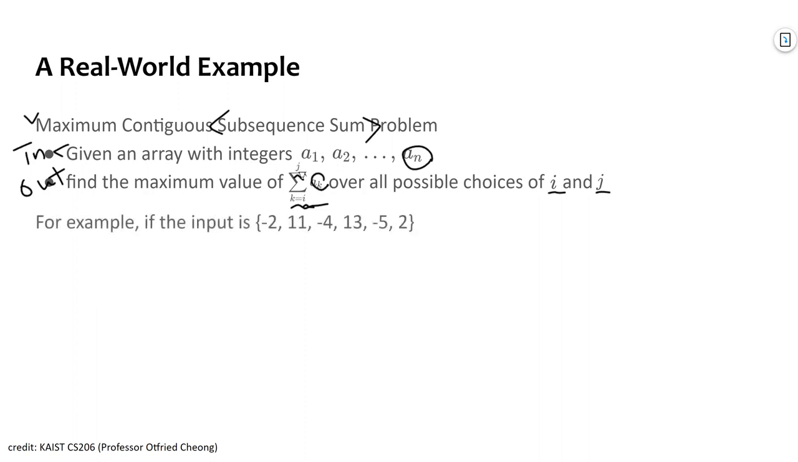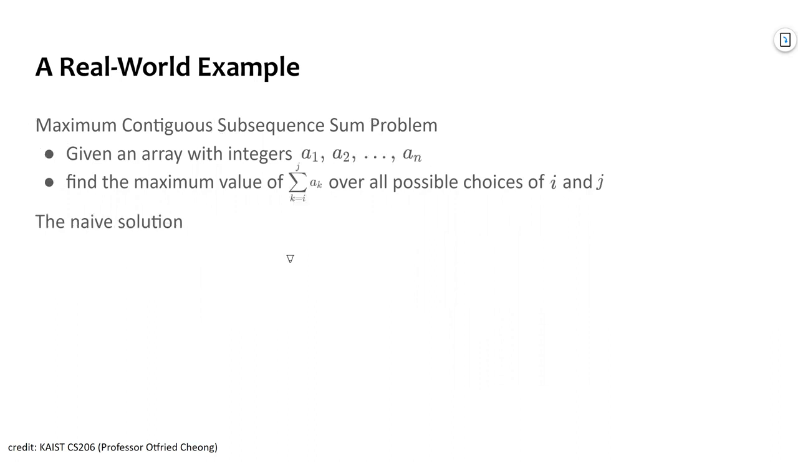So I'm going to give you one example. For example, if the input sequence is -2, 11, -4, 13, -5, 2, the answer is 20, because these three numbers in sequence produce the maximum subsequence sum. All right? So does everybody understand this problem formulation? If you can understand, please ask me your question. So this is our problem we're going to solve as an example.